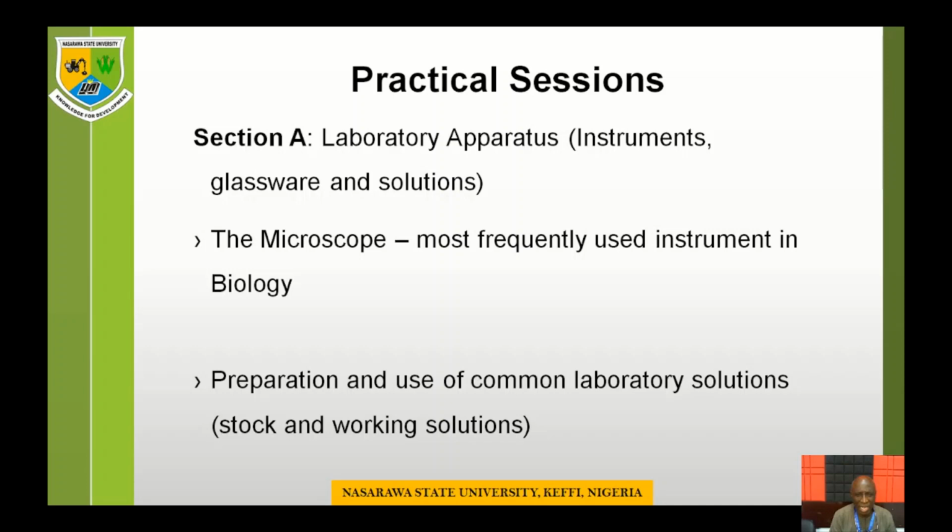We'll also be looking at how to prepare common laboratory solutions, two types of solutions. There is one we call the stock solution. Stock means a solution that we can prepare and keep for a long time. That is why it's stock.